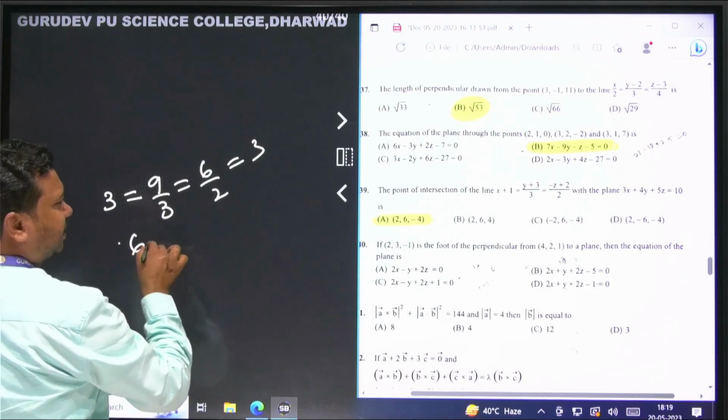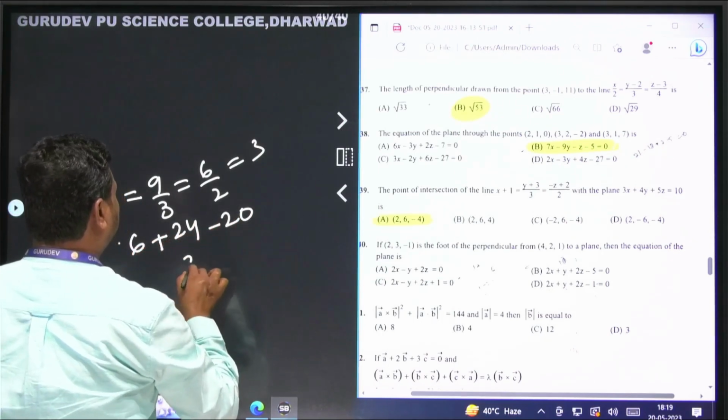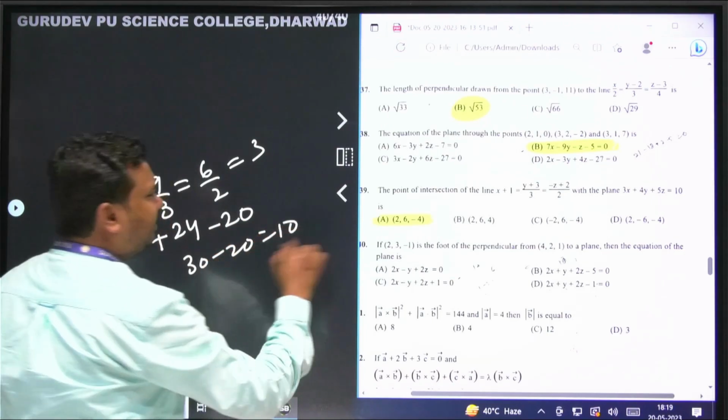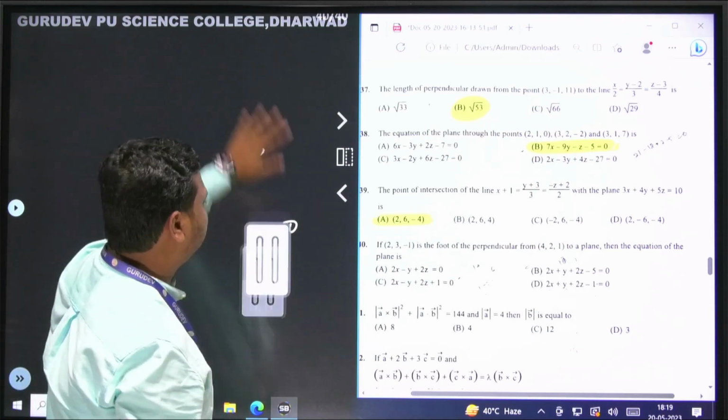3 2s are 6, 6 4s are 24, then minus 5 4s are 20. So 30 minus 20 is 10. It satisfied both the conditions. Hence what should be your right answer? Option A is the right answer.